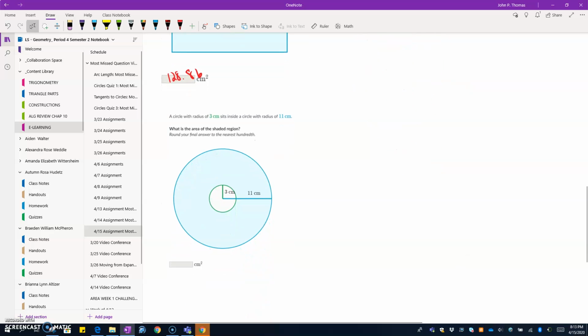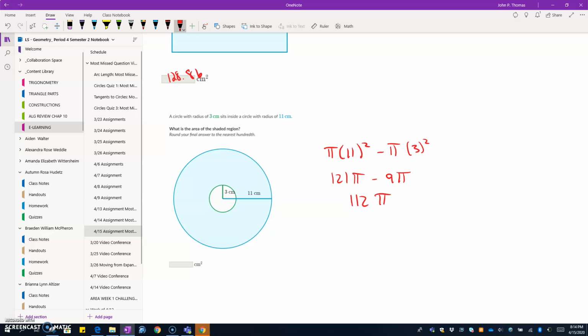And then the last one here is another shaded region problem. We have an outer circle that's 11, so the area of that is going to be pi times 11 squared. That gives me the outer big circle, but then I want to subtract off the little inside circle, which is pi times 3 squared. So that's going to be a 121 pi minus a 9 pi. And if I do that subtraction, I end up with 112 pi.